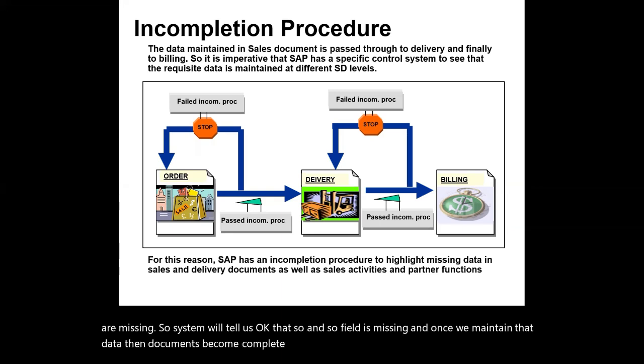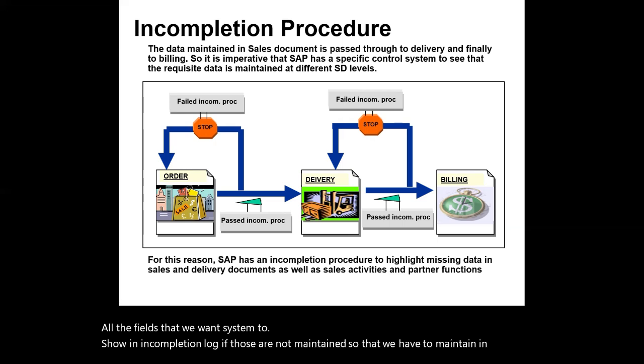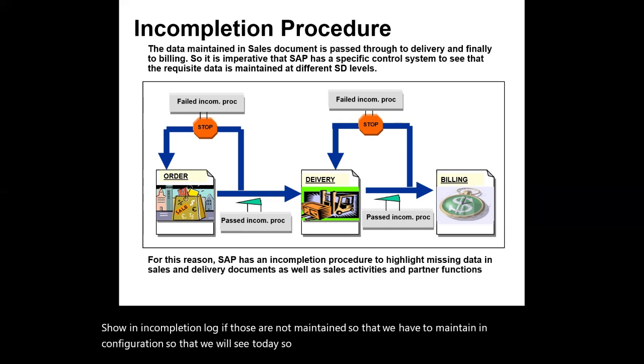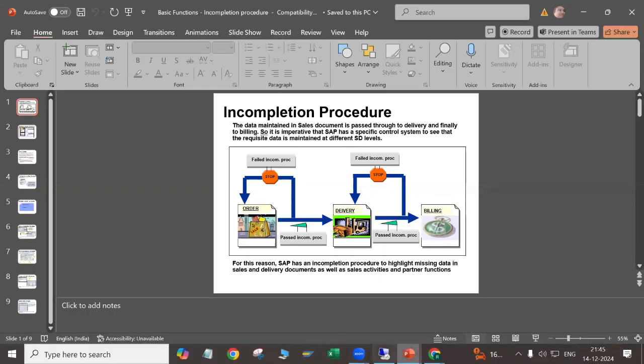The incompletion procedure is a process where we tell the system to make those specific fields mandatory. In configuration, we will define, let's say, a shipping point as mandatory, and pricing as mandatory. So all the fields that we want the system to show in the incompletion log if they are not maintained, we have to maintain in configuration. That we will see today. The purpose of this incompletion procedure is to check whether any field is missed in your transactional documents.